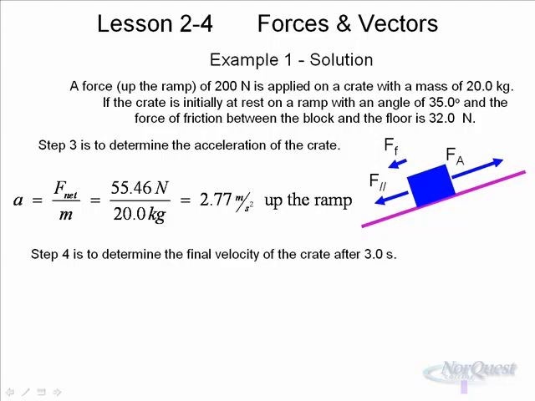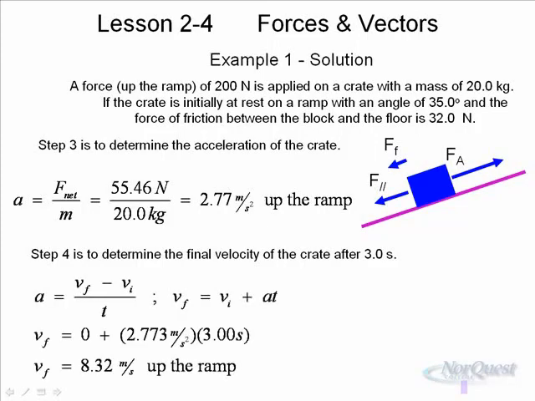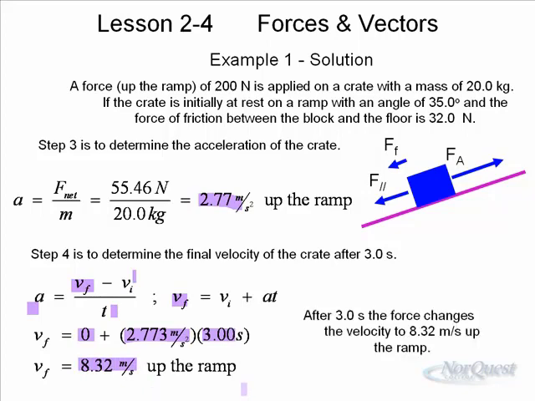And so now that we know the acceleration and we know the initial velocity and we know the time is 3 seconds, we can calculate the final velocity. All right? Final velocity is our unknown. We know what the initial velocity is. We know that the time is 3 seconds, and we determined the acceleration a little earlier. It's 2.77. So we manipulate our formula for VF, VI plus AT. Initial velocity was rest, or 0. Our acceleration times our time gives us our final speed, or velocity, up the ramp, 8.32 meters per second. So after 3.0 seconds, the force changes the velocity from 0 to 8.32 meters per second up the ramp.